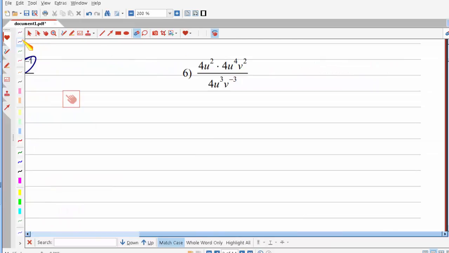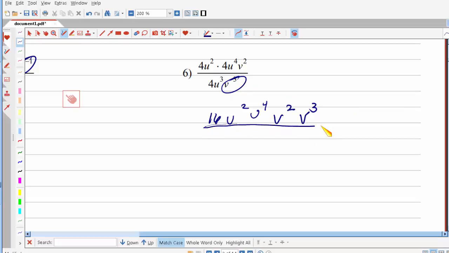Okay, this one, let's see. I'm going to get 16. I'm going to use the product rule. Well, actually, let me do the negative exponent rule first. So I'm going to get 16 u squared u to the fourth v squared v cubed, because that's going to go into the numerator. And then I'm going to get, let's see, so I end up with 4u cubed. So let me do the quotient or the product rule and combine bases in the numerator.